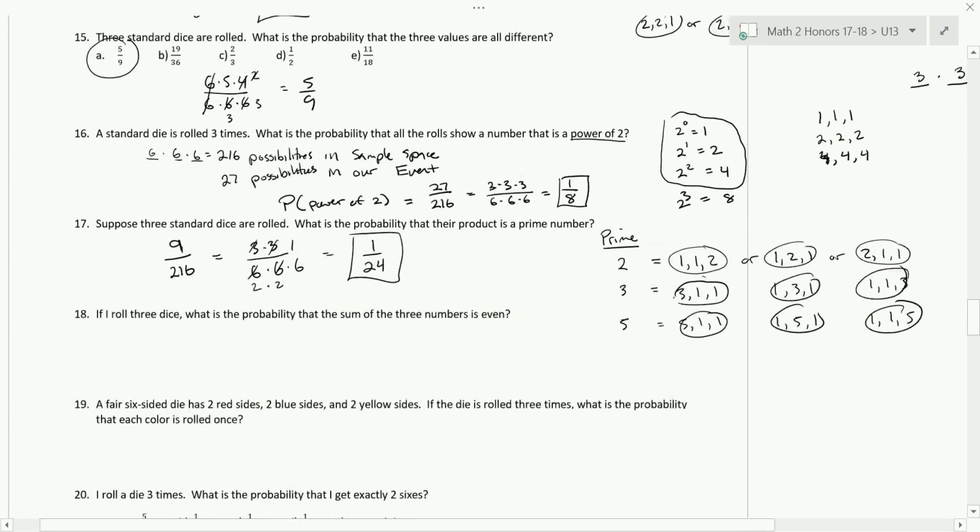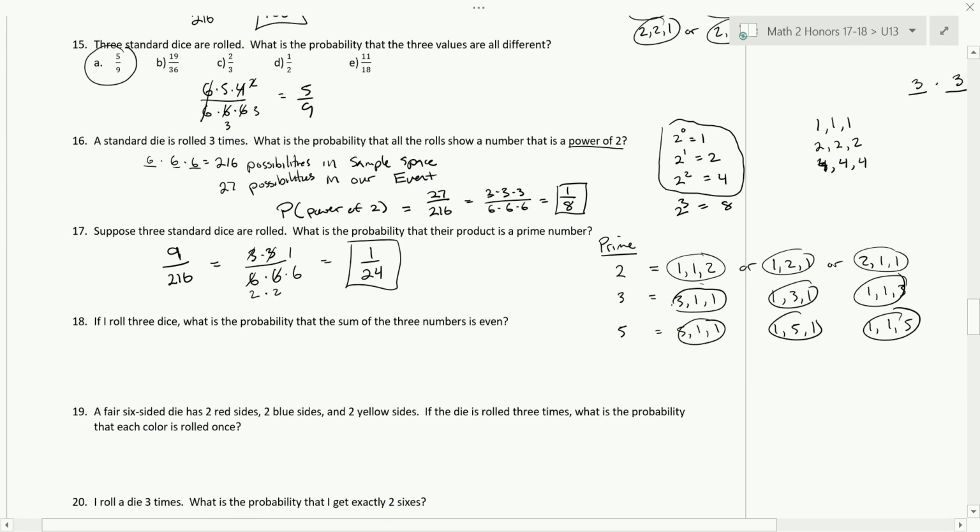So again, the strategy on 17 was, for the numerator, to list out the possibilities. And that would probably be a good way to go about it. There's only 9 possibilities, smaller problem to do. 18 says, if I roll 3 dice, what's the probability the sum of the 3 numbers is even? Sounds a little bit more complicated, right? You want all 3 numbers to be even.